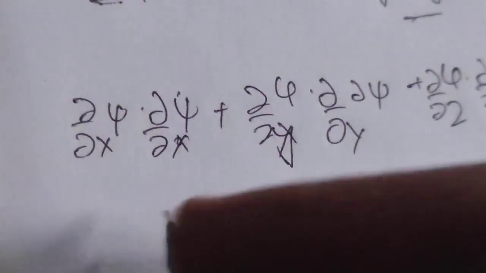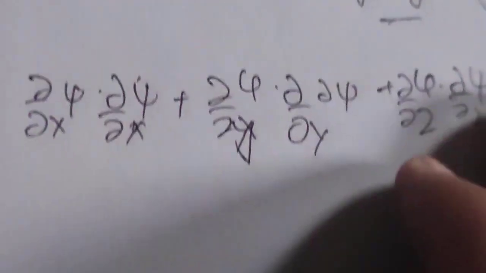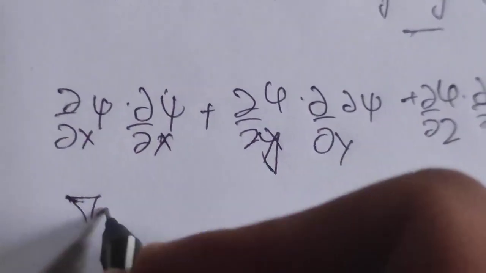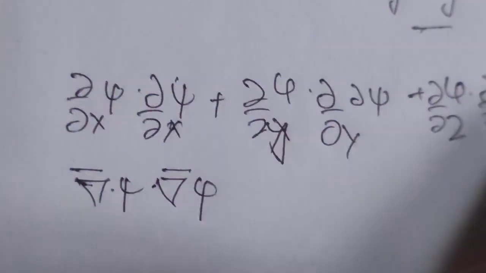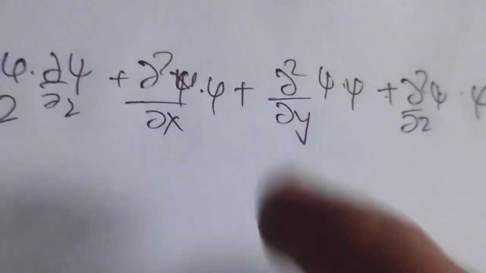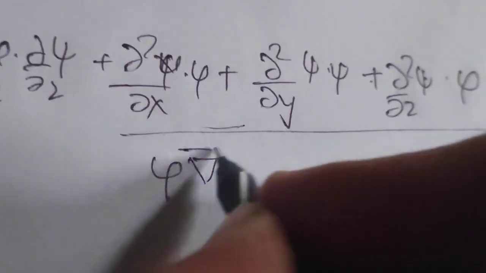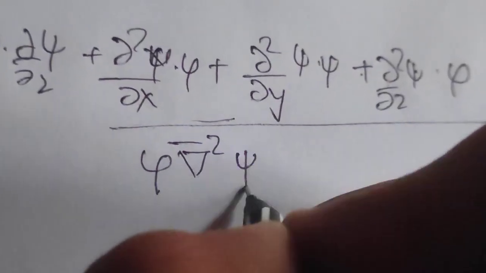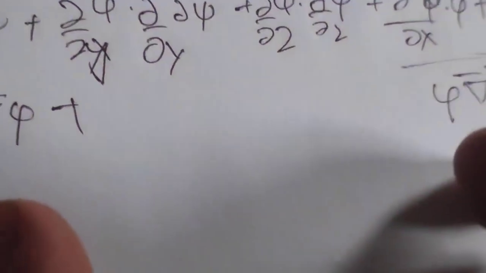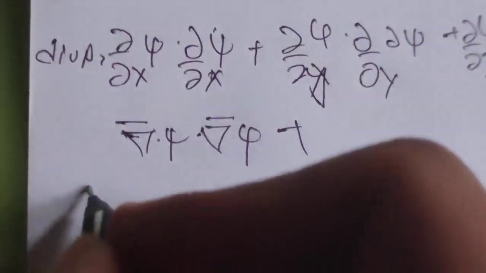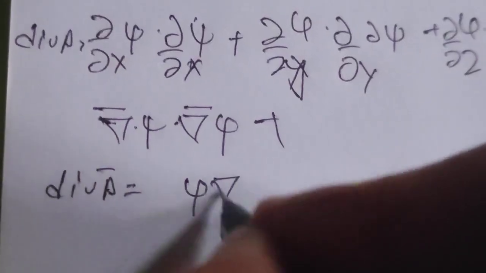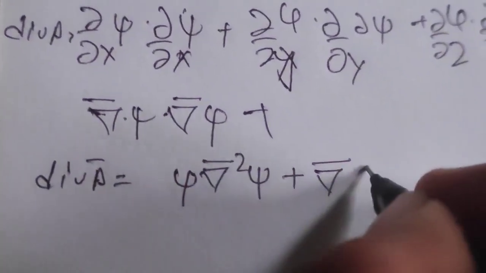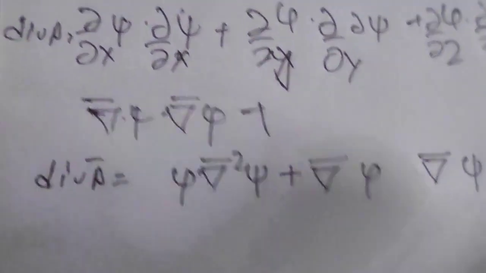So overall, the second derivative part becomes phi into the Laplacian of psi. These are all the values of divergence of A. So let's put all this in equation 1: phi Laplacian psi plus gradient phi dot gradient psi.